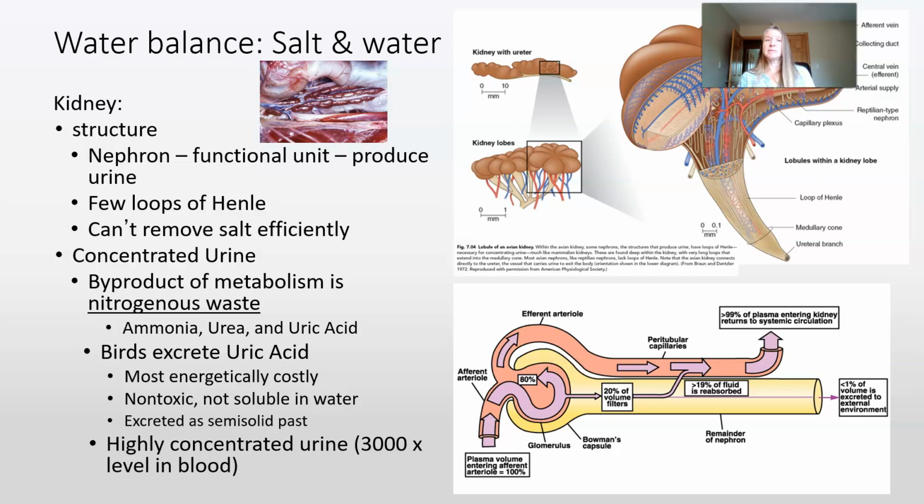And this uric acid then is excreted as a semi-solid paste because probably everyone knows that, because at some point in your life you've probably been pooped on by a bird. So this allows for a highly concentrated urine. And again, in birds, this is about 3,000 times more concentrated than the blood. So let's get into how this does this first.